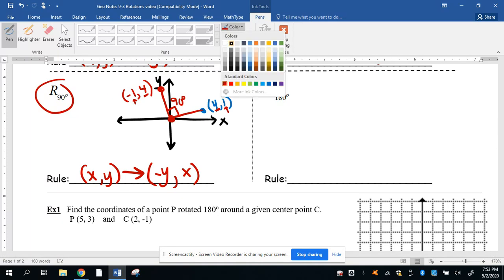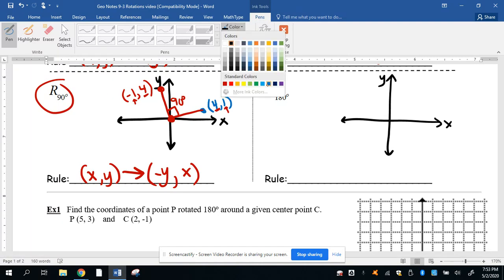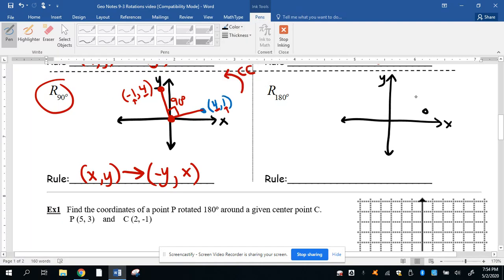Let's try a rotation of 180 degrees in the same manner. So I'm going to draw an x-y axis sketch. I'm going to choose a point over a lot, up a little, and again, I'm just going to stick with 4, 1 for no particular reason other than it's over a lot, up a little.